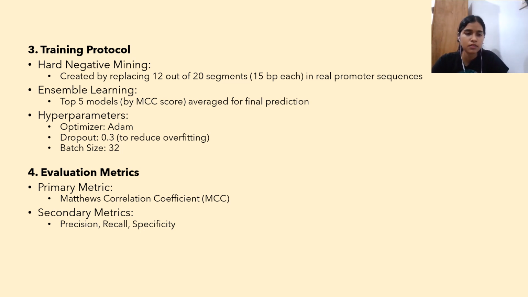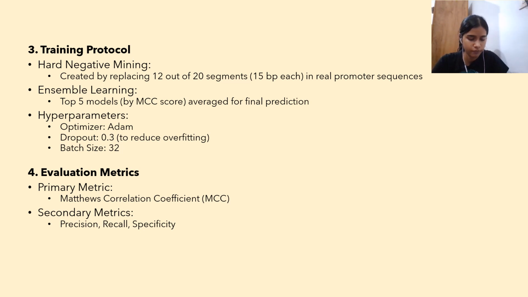negative instances. In terms of ensemble learning, we are about to implement ensemble learning by averaging the predictions of the top 5 models, which are ranked based on the MCC score. This strategy helps improve accuracy by leveraging the strengths of multiple models and reducing the impact of individual model weakness.